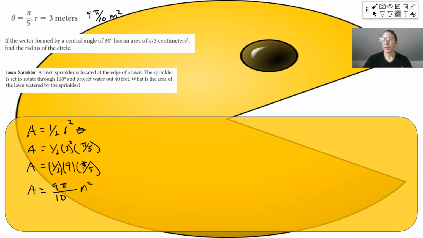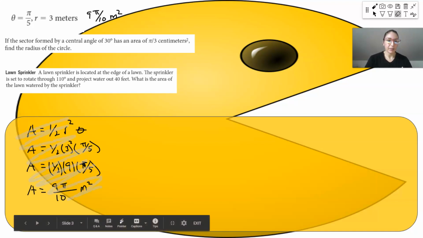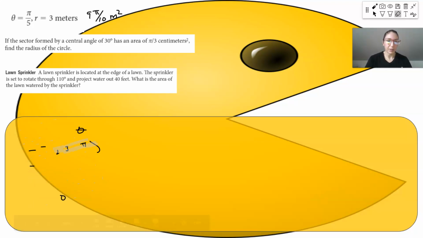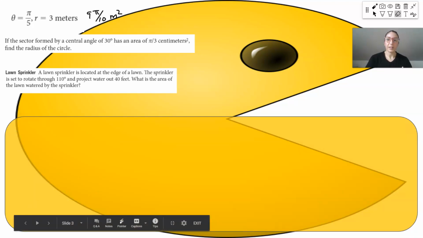Perfect. Let's move on. I can get all of this in one swoop. Almost. Need to hit every little piece. There we go.